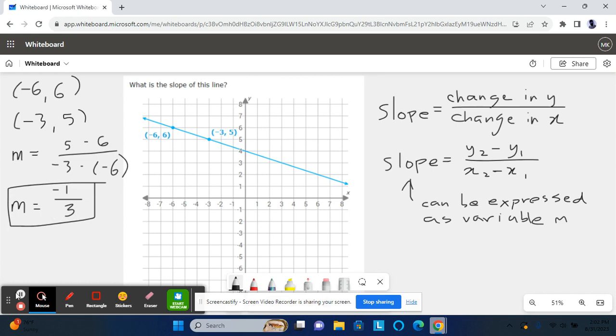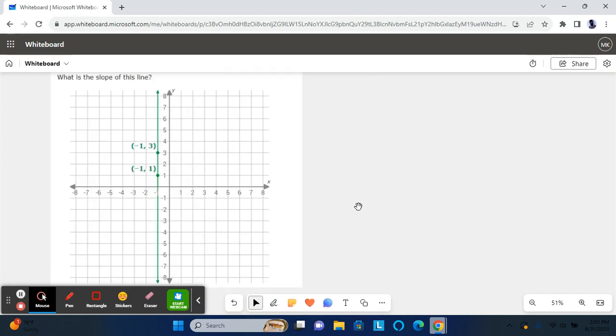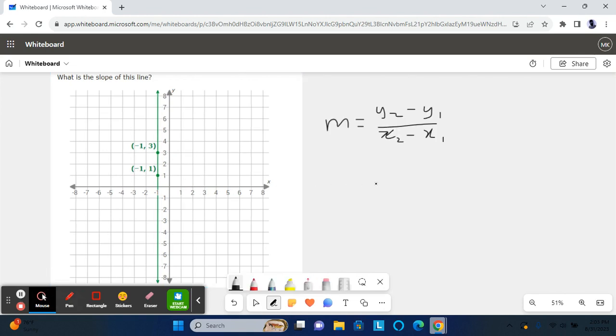Let's move on to the next problem. For this question, it says, what is the slope of this line? And we have a vertical line going from (-1, 3) to (-1, 1). Here you have to do the same thing that you did in the last problem. You have to write down the two different coordinate points, which are (-1, 3) and (-1, 1), and you just have to replace the values.